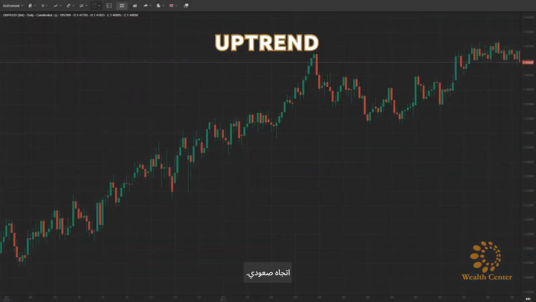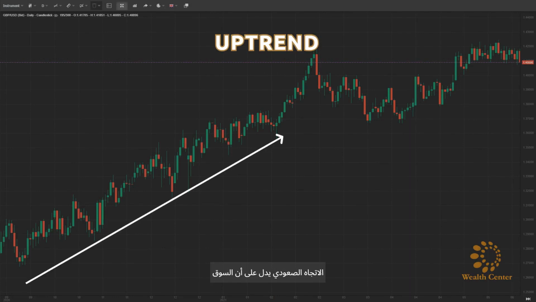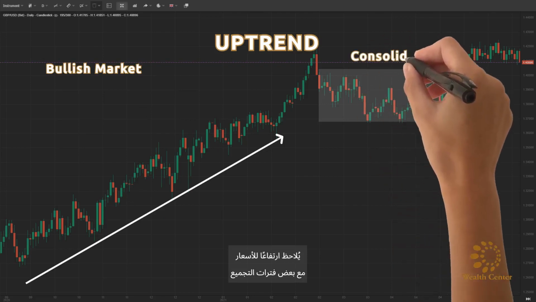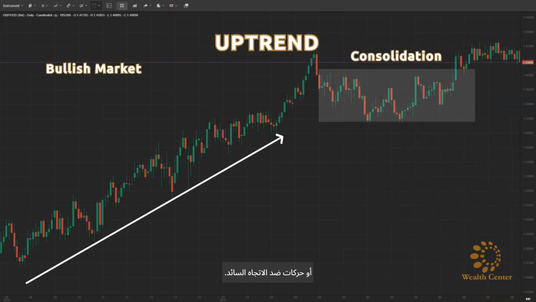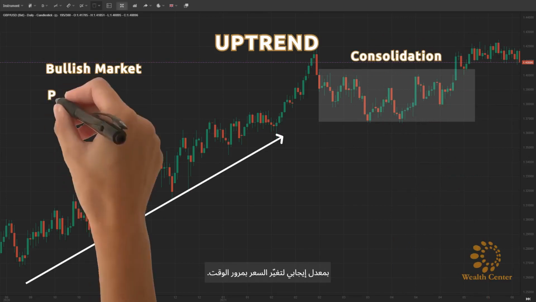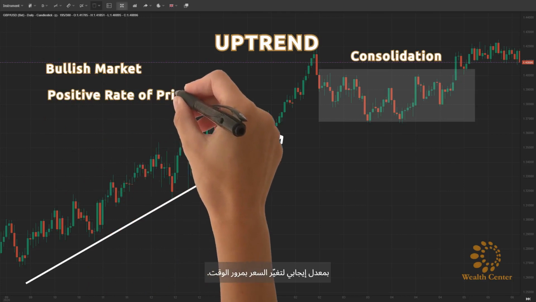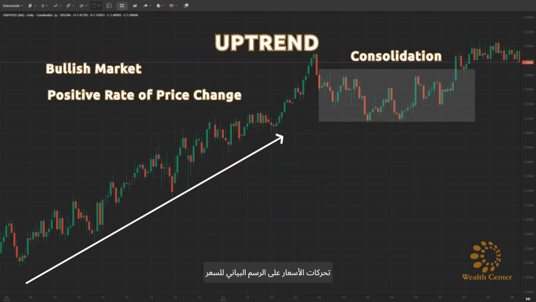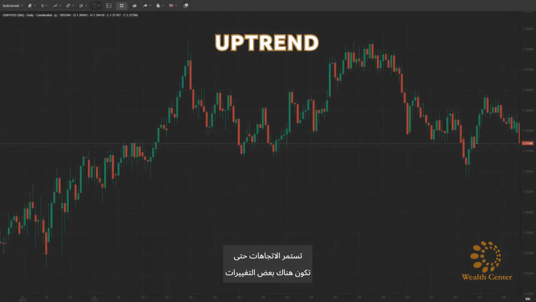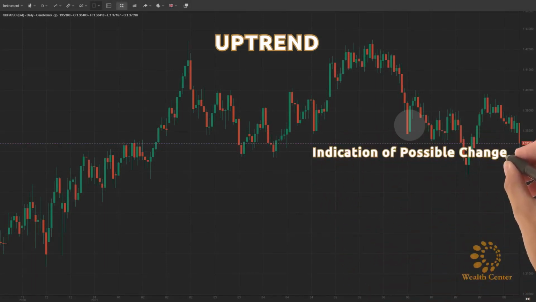Uptrend. An uptrend signifies that the market is trending in the upward direction, creating a bullish market. A price rally is observed, with some periods of consolidation or movements against the prevailing trend. An uptrend is characterized by a positive rate of price change over time. The price movements on the price graph form a series of higher peaks and valleys. The trends continue until there are some changes in the conditions or value.